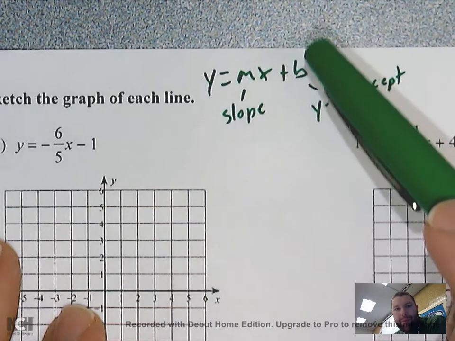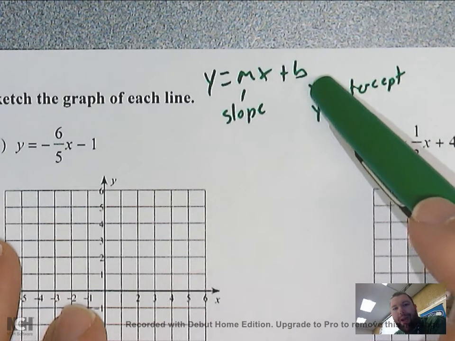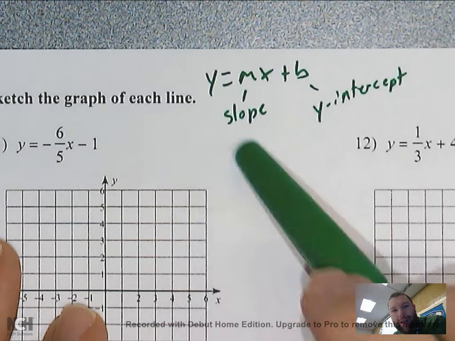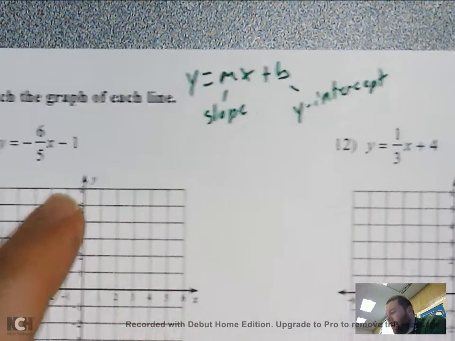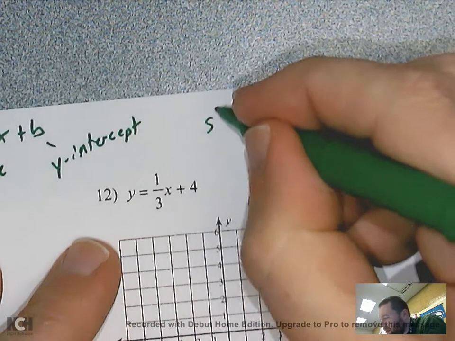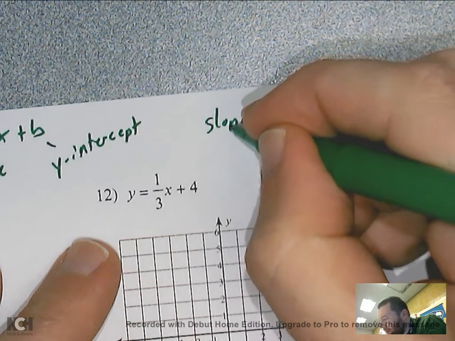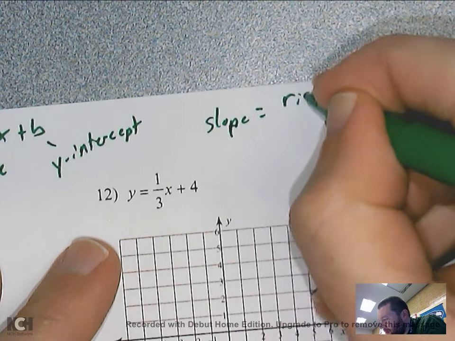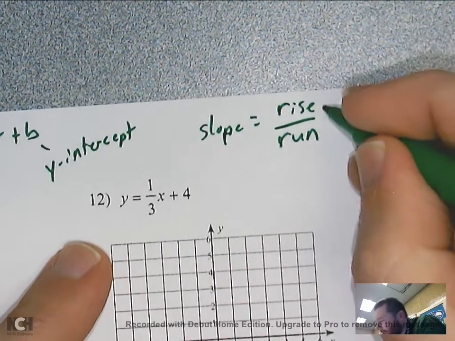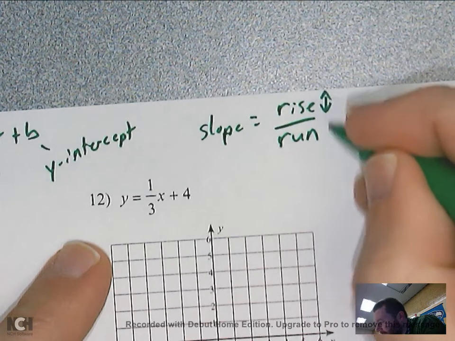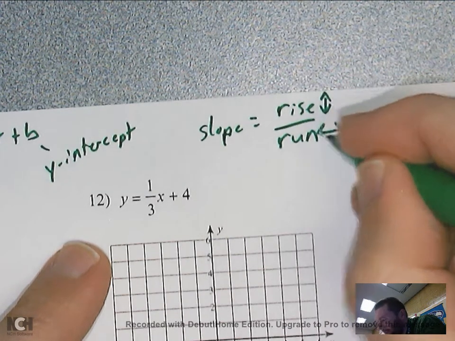The number adding or subtracting is the point where your lines cross on the y-axis, and the slope is the rate which is going up and over. And again, the slope is rise over run. Okay, so that's what's happening vertically on top over what's happening horizontally.